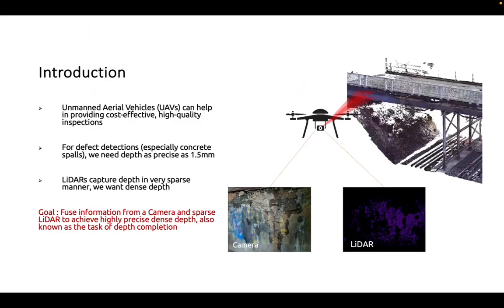To infer the missing depth values, we can use visual details from camera images. Our goal for the summer was to fuse the information from a camera and sparse LiDAR to achieve highly precise, dense depth. This is also known as the task of depth completion.